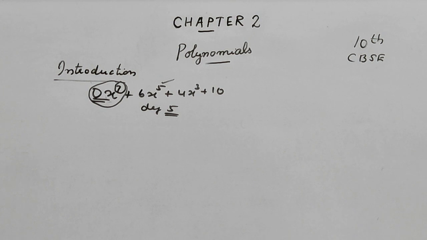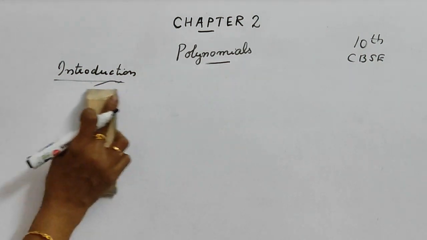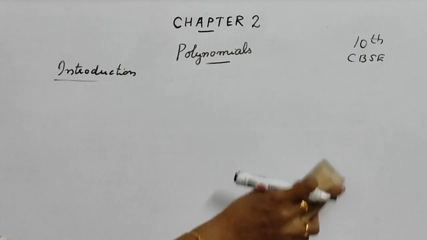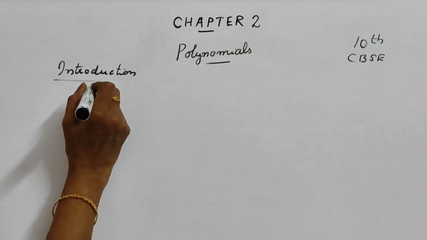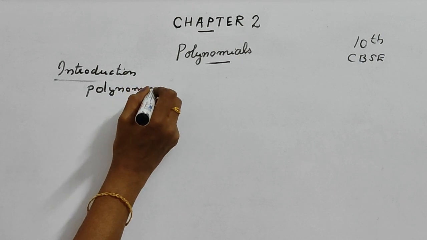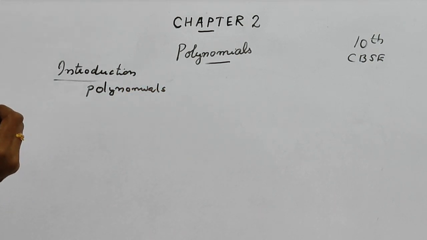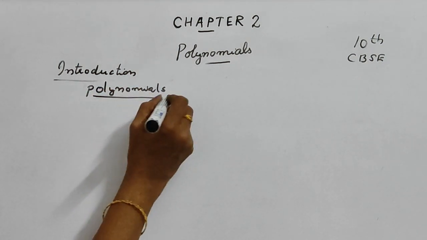So, now next we move on to the types of polynomials on the basis of the degree. On the basis of the degree, we can classify polynomials into types. Types of polynomials on the basis of the degree.